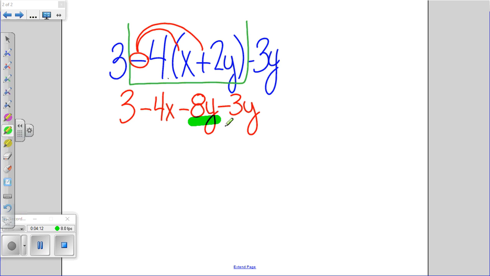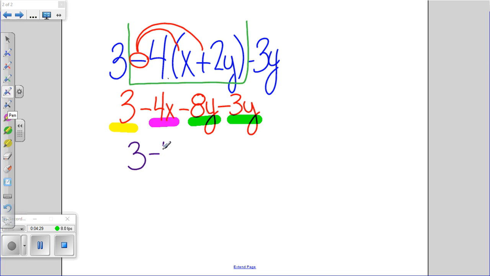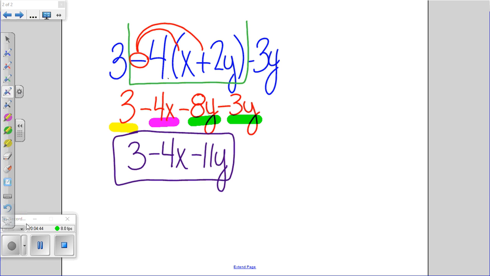So I have 2 y terms, an x term, and a constant. The only thing I can actually combine are my 2 greens, which would be my y's. So I can say 3 minus 4x, and then I have a negative 8y and a negative 3y. Negative 8 minus 3 is negative 11y. So this is my finished expression. This is as simple as I can get it.